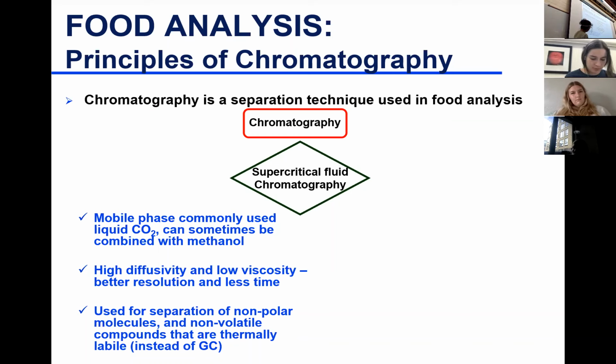The mobile phase is called supercritical because your mobile phase is CO2 under high pressure and temperature above the critical point for this gas. So it has liquid characteristics under these conditions. It becomes flowy like a liquid instead of being a gas. Sometimes you can add methanol to this liquid CO2 to enhance the polarity of the solvent a little bit, because liquid CO2 is very nonpolar.